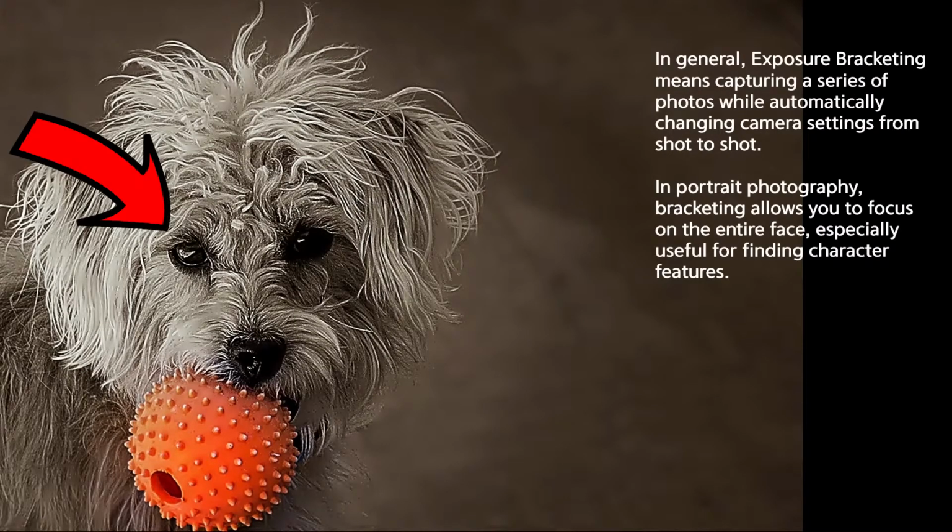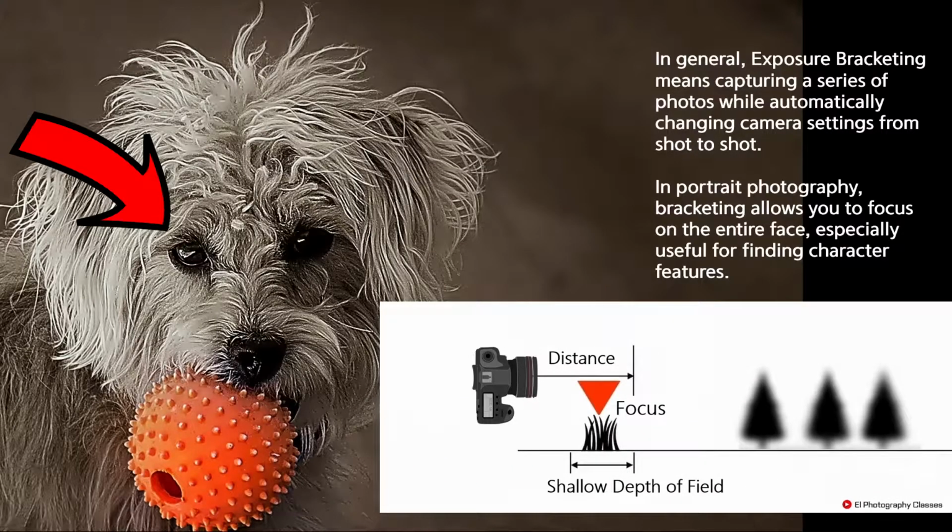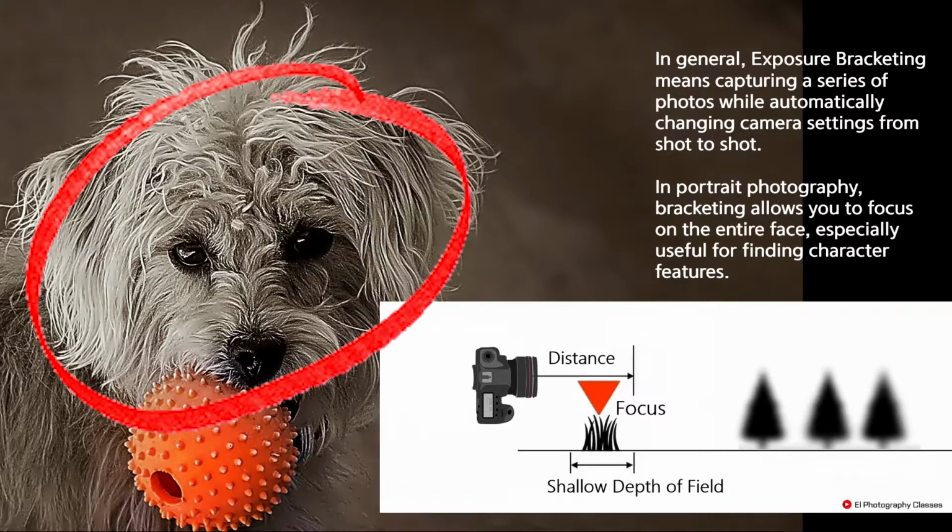In general, exposure bracketing means capturing a series of photos while automatically changing camera settings from shot to shot. In portrait photography, bracketing allows you to focus on the entire face, especially useful for finding character features.